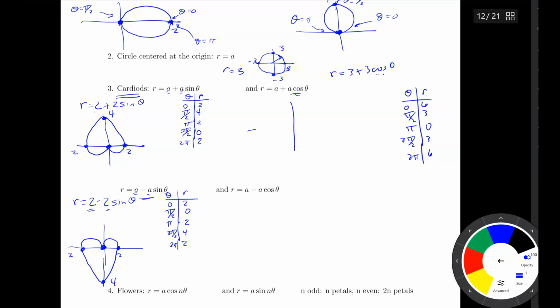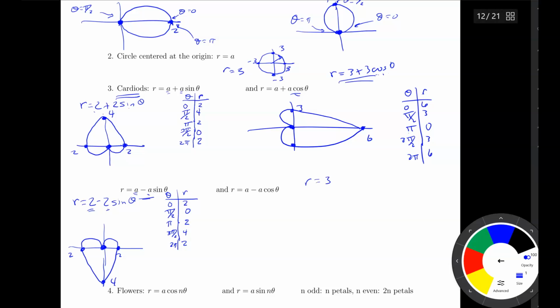Okay, so here we go. Angle 0, you're out at 6. Angle pi over 2, you're here at 3. Angle pi, I'm here at 0. 3 pi over 2, I'm at 3, and back to 6 again. So this is the graph of 3 plus 3 cosine.